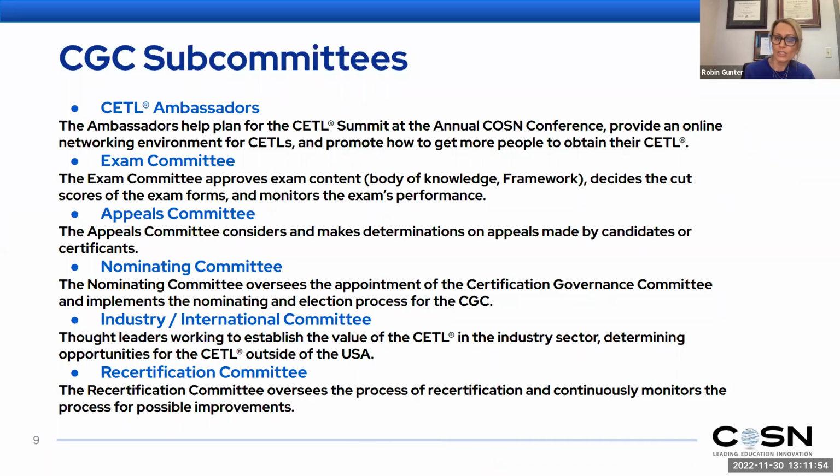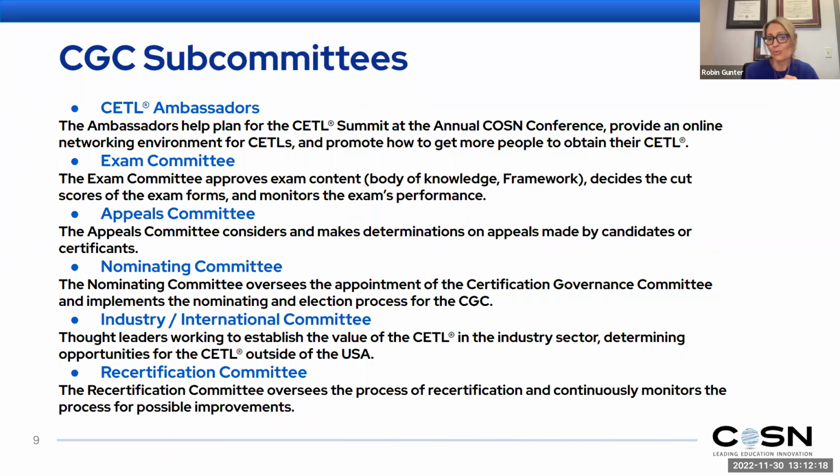And then finally, recertification committee. Again, Chantel's going to talk about that process here in just a second. And so this is the committee that oversees that and also continually looks to improve that process as well in the certification journey. I will say, if you are interested in any of these as a CETL, reach out to us and we can talk about being nominated.